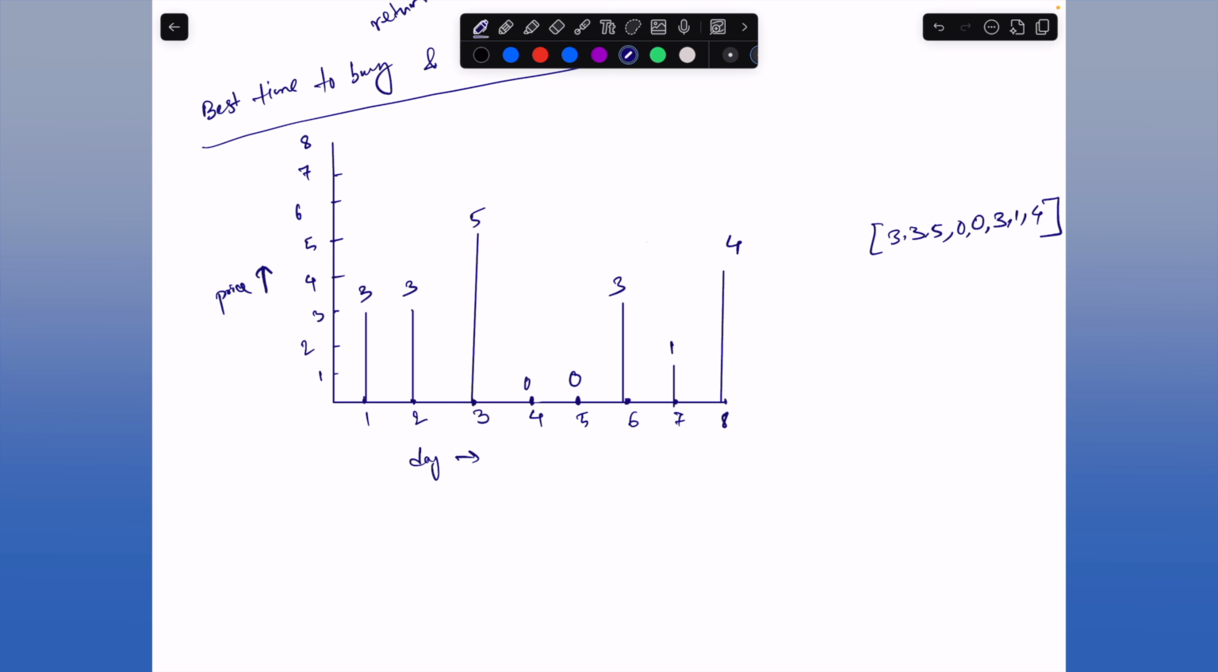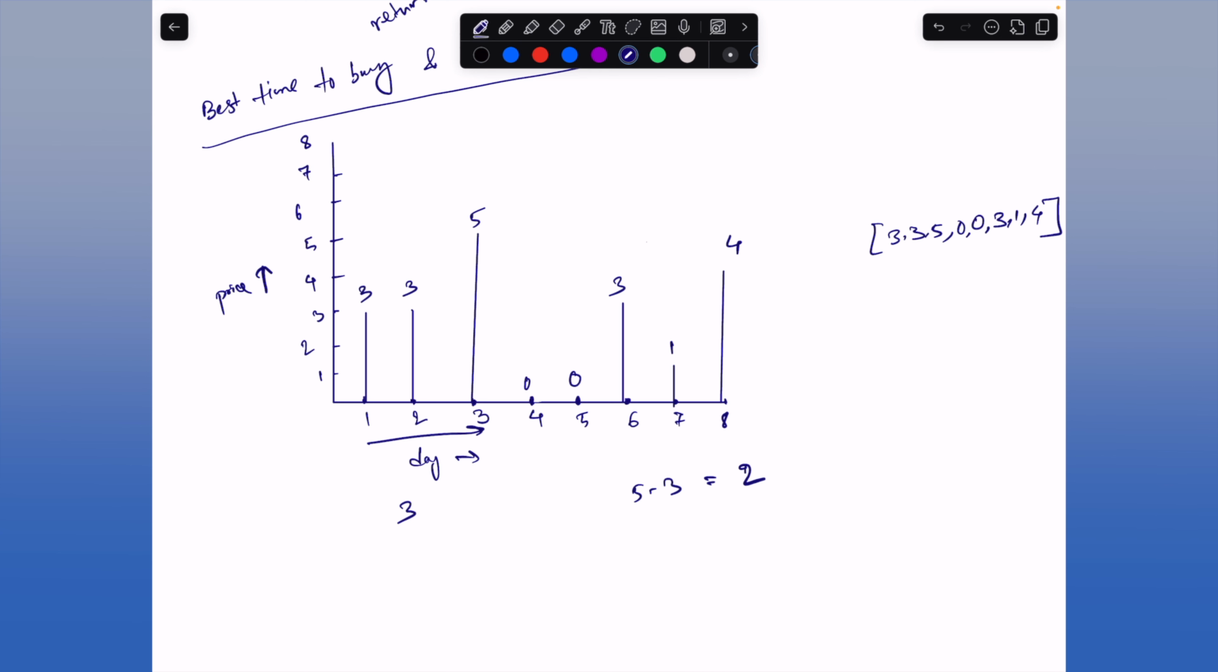If you can see this chart over here, up to this day, if you are thinking like problem one, what is the minimum? It is a minimum of 3. Now if I buy on the first day and sell it on the third day, then what will be the profit? 5 minus 3 would be 2.